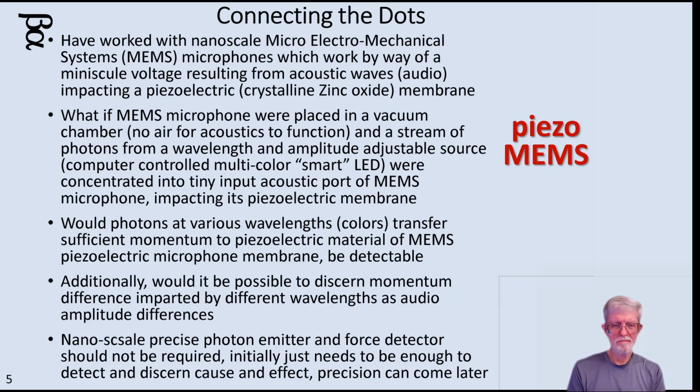So I said, well, what if instead of air producing the piezoelectric effect and a voltage, you had light hitting this little zinc oxide membrane and producing a voltage? Would that be detectable? And if it's detectable, could I tell what color light, what energy level of photon was hitting it? Could I see it in the amplitude of the signal coming back? So those are the things I was trying to prove.